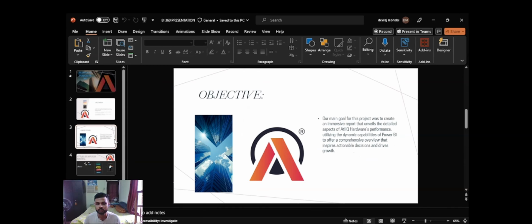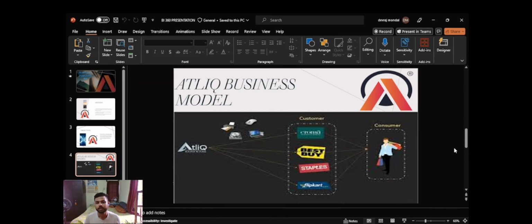Now if we move on to the objective part, our main goal for this project was to create an immersive Power BI dashboard report that is interactive, helps to make decisions, and unveils the detailed aspects of Atlic Hardware's performance. We also utilize the dynamic capabilities of Power BI to offer a comprehensive overview that inspires actionable decisions and drives growth. Atlic's main customers are Chroma, Best Buy, Staples, Flipkart, and the end users are the consumers.